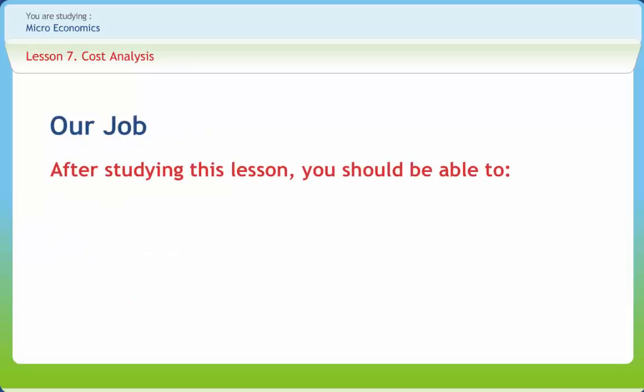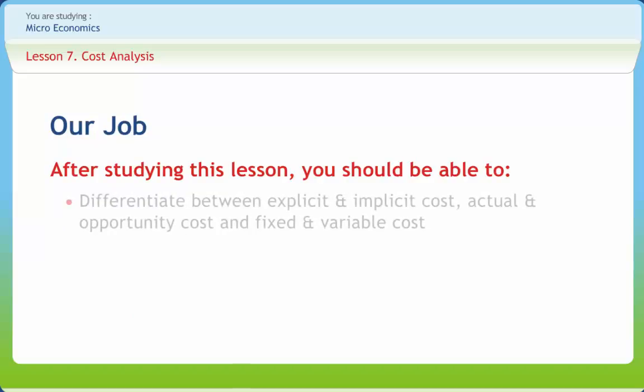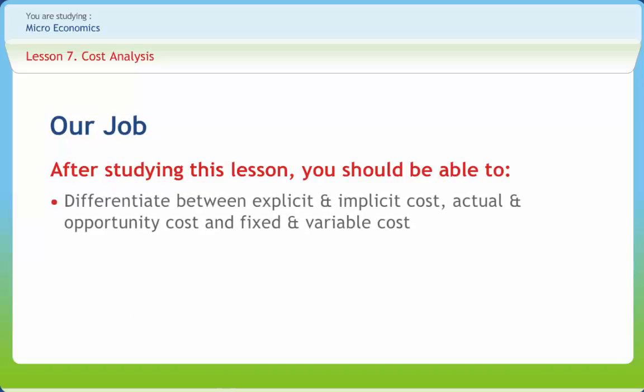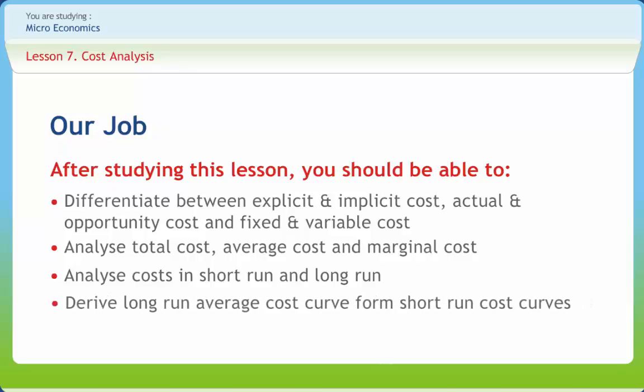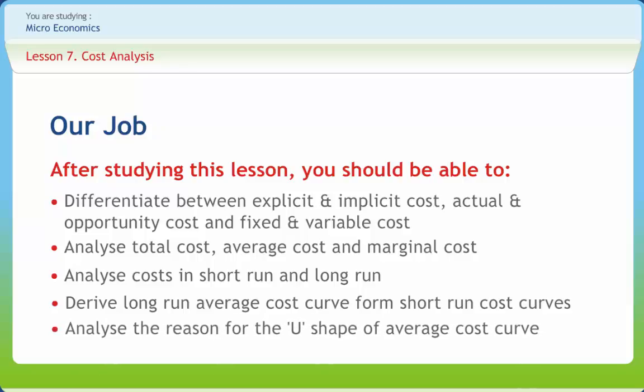After studying this lesson, you should be able to differentiate between explicit and implicit cost, actual and opportunity cost, and fixed and variable cost. Analyze total cost, average cost, and marginal cost. Analyze costs in short run and long run. Derive long run average cost curve from short run cost curves. Analyze the reason for the U-shape of average cost curve.